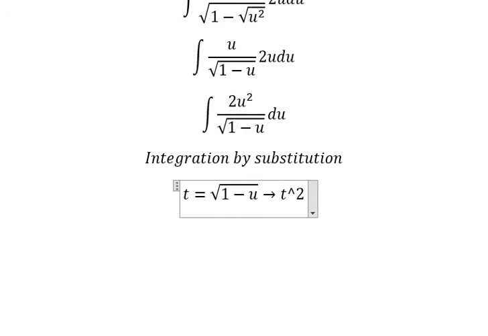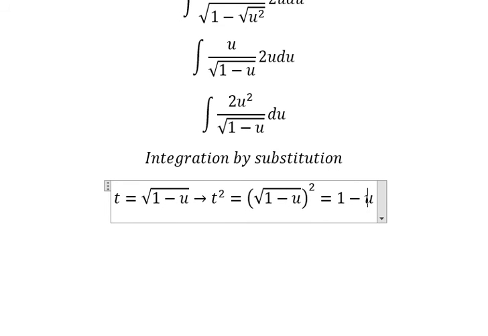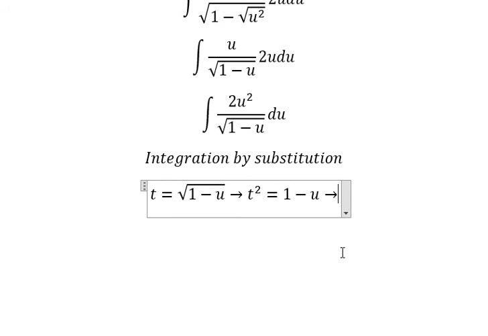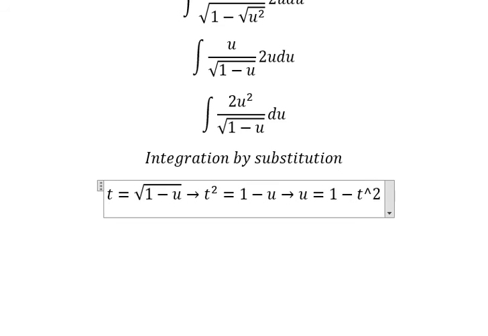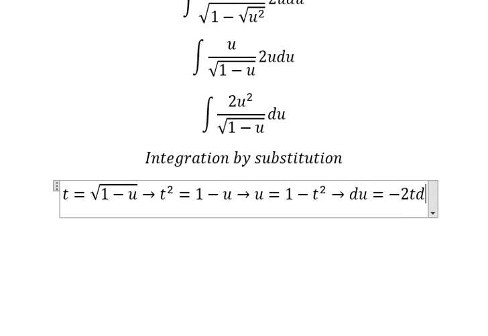We put t squared for both sides to cancel the square root. And you get 1 minus u. Because we have u in here, I will put negative u to the left, and t squared will go to the right. Next, we do the derivative for both sides first. And you get negative 2t dt.